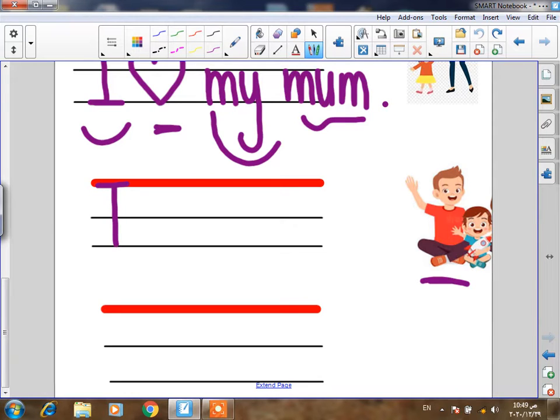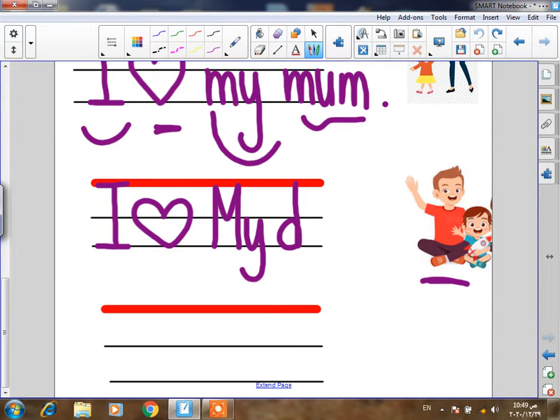I. And we will draw a heart. I love my dad. And put a dot. And put a picture of your dad. I love my dad. Okay, kg1. Are you happy or sad?